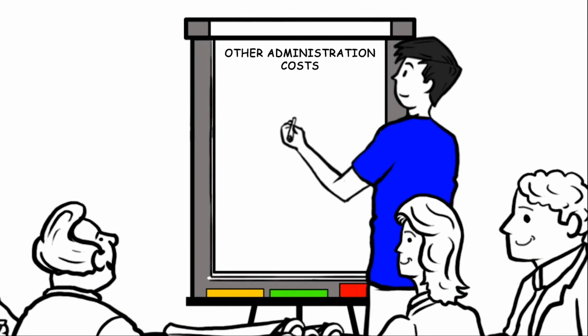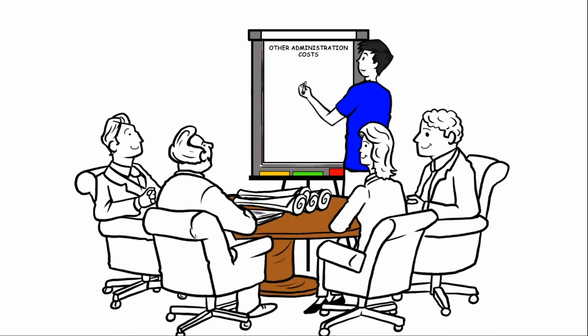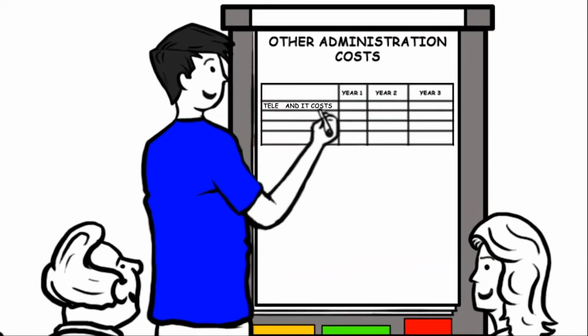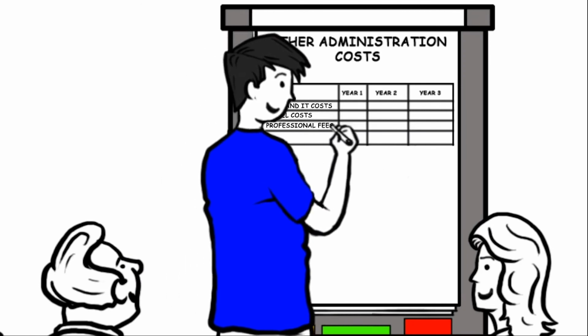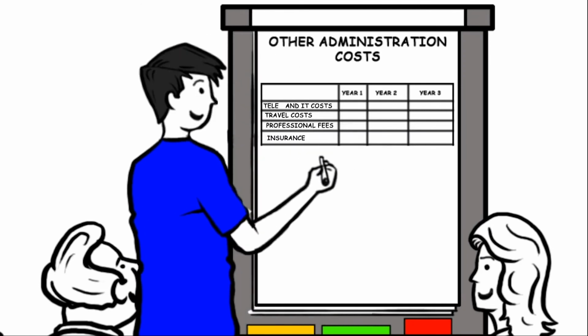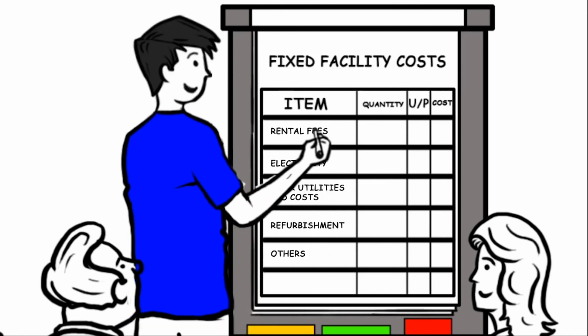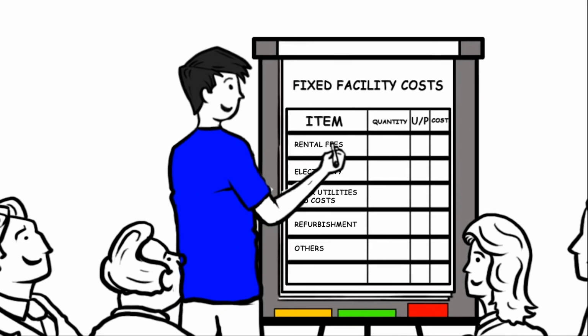Other administration costs involve expenses required to keep day-to-day operations running smoothly. They include telecom and IT costs, travel costs, professional fees to lawyers and accountants, insurance, and so on. Fixed facility costs include rental fees, electricity and other utilities, and costs that are not directly related to how many products are produced.